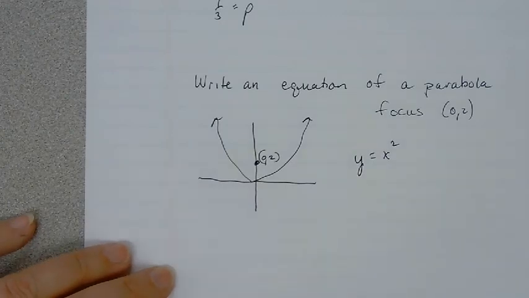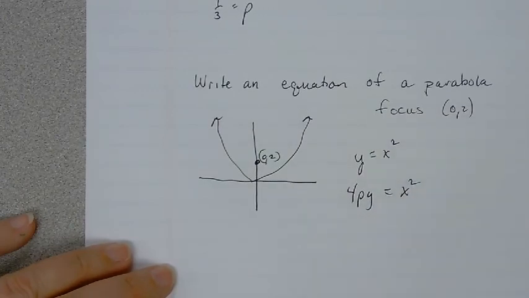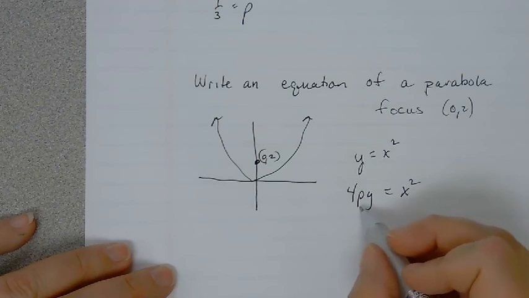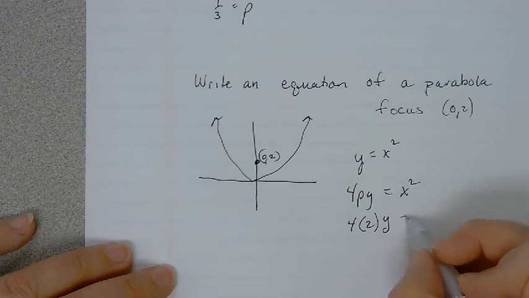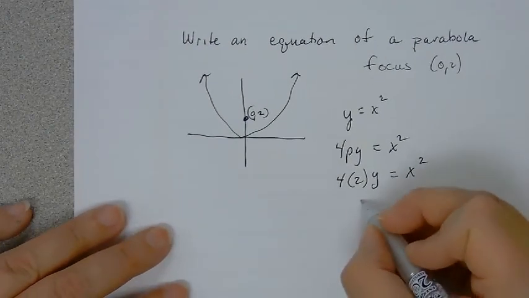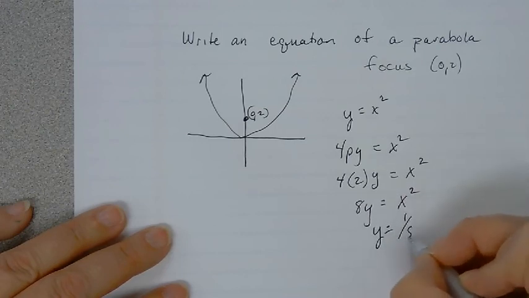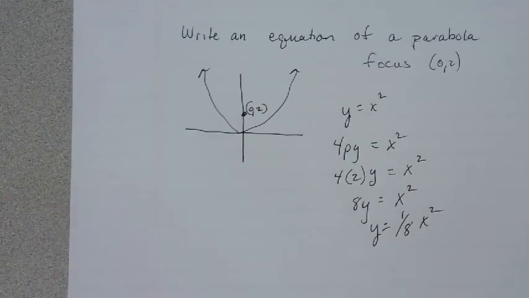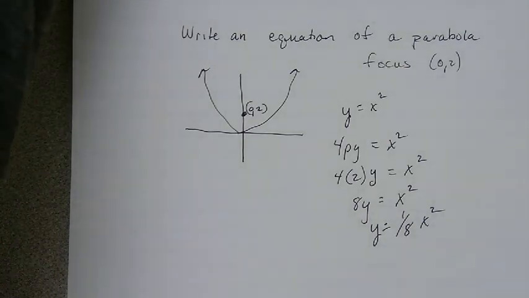And so I know that I'm going to use the formula 4py equals x squared. My focus is 2, so I'm going to have 4 times 2 times y equals x squared. So 8y equals x squared. So y equals 1/8 x squared. When the focus point was at 2, this was a pretty wide parabola. You can see how we're just manipulating the equations to make them look the way we want, if we want it in focus form, standard form or vertex form.